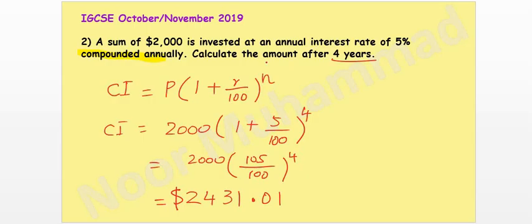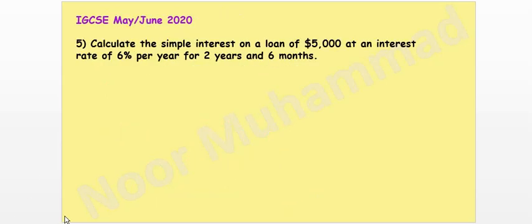Calculate the amount after 4 years. Sometimes they say calculate the amount. Calculate the amount means what will be the total amount that you will receive from the bank. So bank will add the compound interest into your principal amount, and they will return you with your principal amount. Sometimes they say only find what is the value of the compound interest. If they say what is the value of the compound interest, then you have to subtract from it your principal amount. Clear?